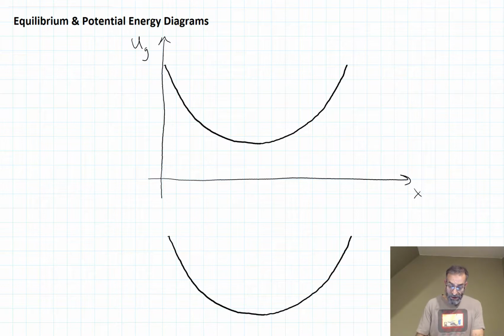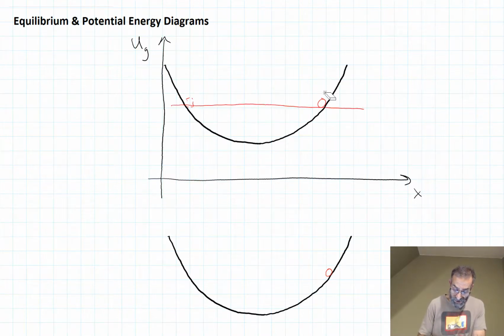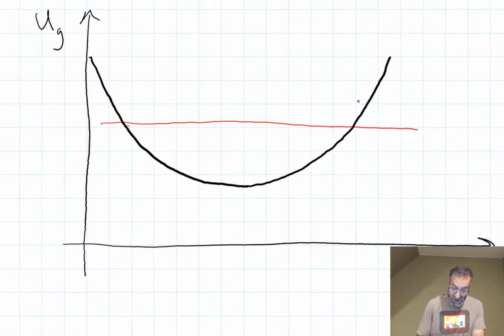There's a region out here that's kind of interesting. What happens if our object starts from this point and turns around when it gets over here? So our total energy is defined by that line. Well, if this total energy at some point is our gravitational potential plus our kinetic energy, what happens in this region of space over here?